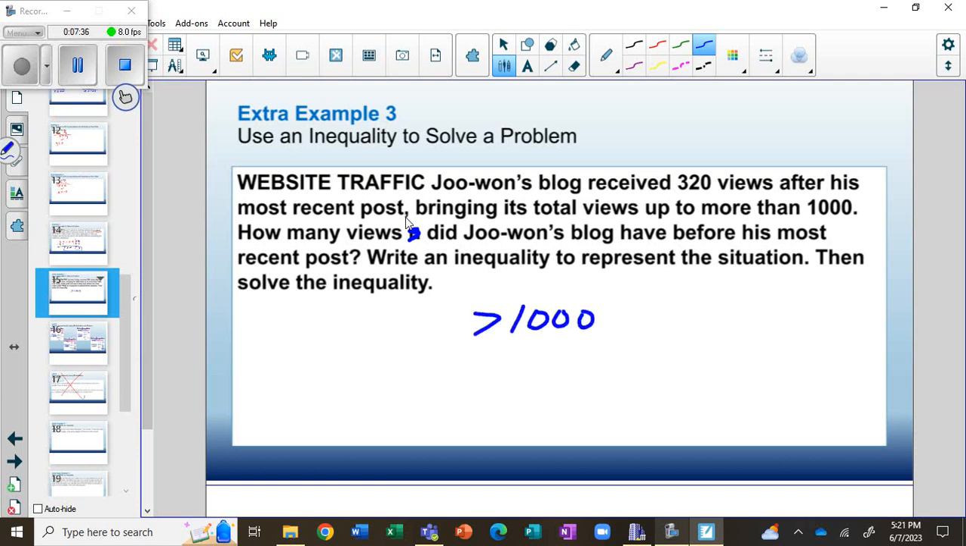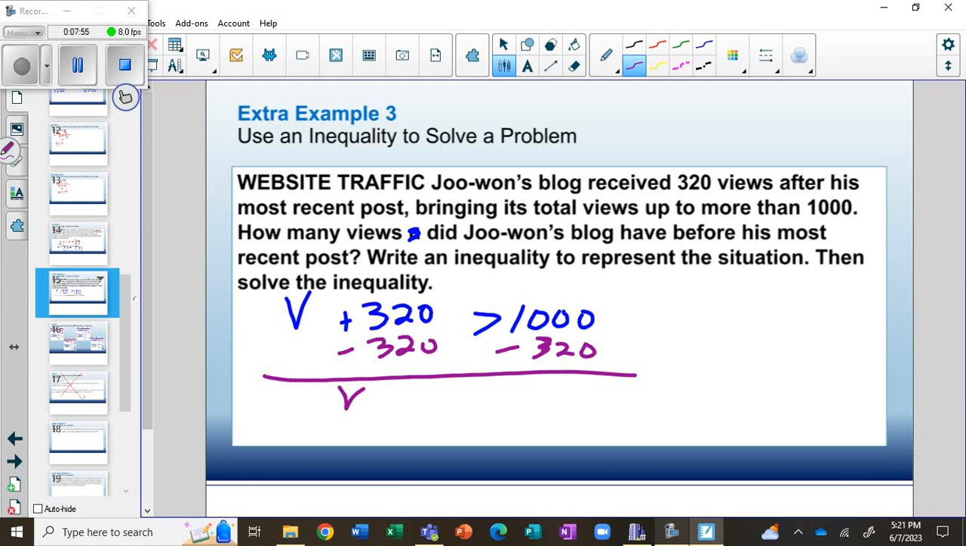So he gained 320 before the most recent. So I put V here. We don't know how much he had. To find that, I'm just going to subtract 320. And we would have V is greater than 1,000 minus 320. So this would give us 680. So he had more than 680 views before his most recent post.